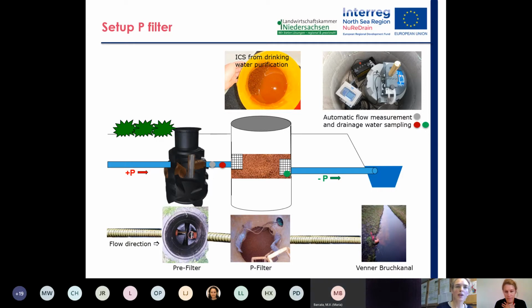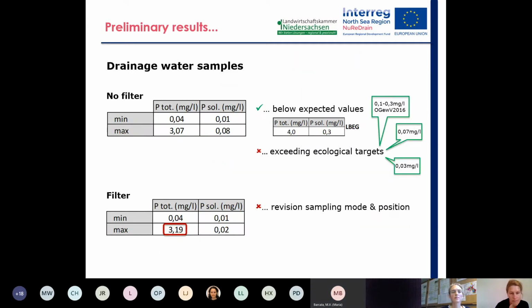Okay, I go on. These are the preliminary results for drainage water sample analysis. Without filter, we can expect minimum values for P total between 0.04 and 3.07 milligram per liter. For P soluble, the values range between 0.01 milligram per liter and 0.08 milligram per liter. So the values measured are clearly below the expected values, but they are clearly exceeding ecological targets.